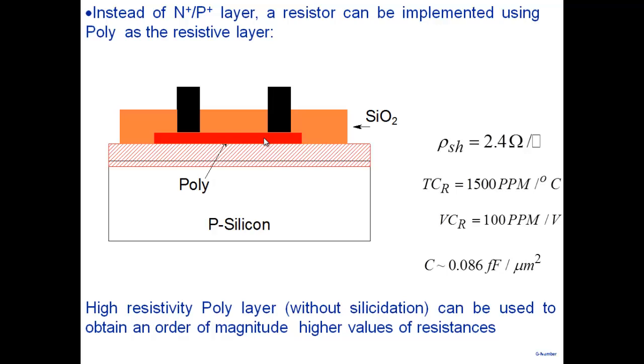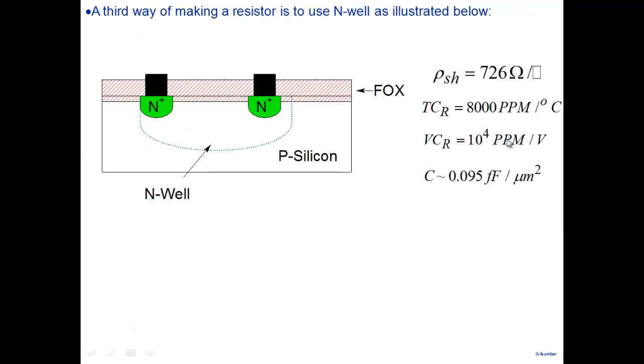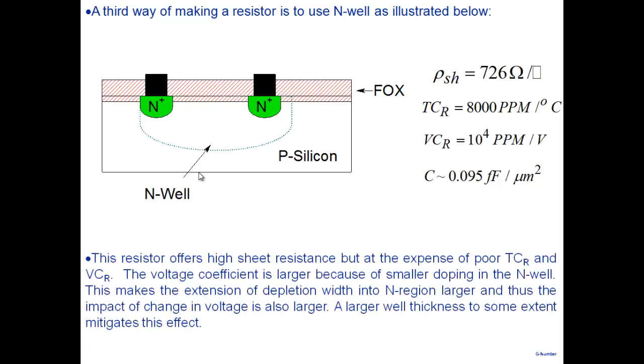More interesting is to use the N well. If you want a high value of resistor, the N well has available to you the highest sheet resistance. The sheet resistance of N well is 726 ohms per square, as compared to 2.5 and 2.8 for N plus and P plus. Those sheet resistances were very small, and that's why we had to use a large size to obtain the resistor here. This sheet resistance is high, 726. But note that the temperature coefficient is high. Voltage coefficient is also very high, very sensitive to voltage. It has a capacitance associated with it.